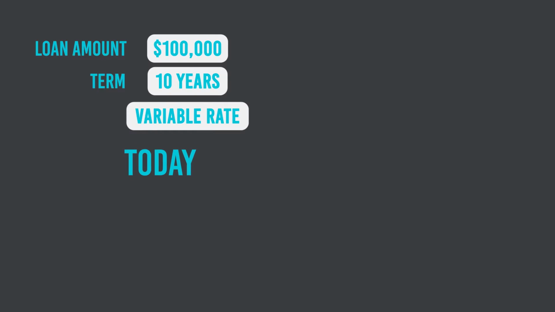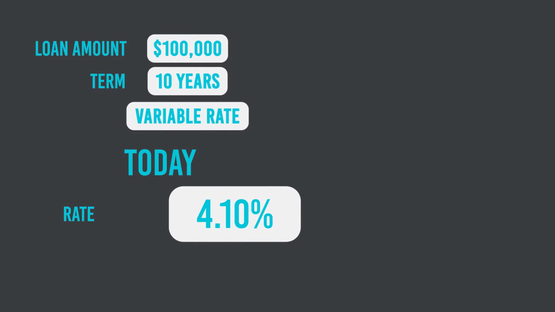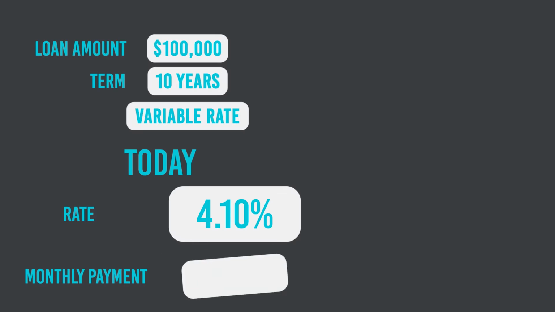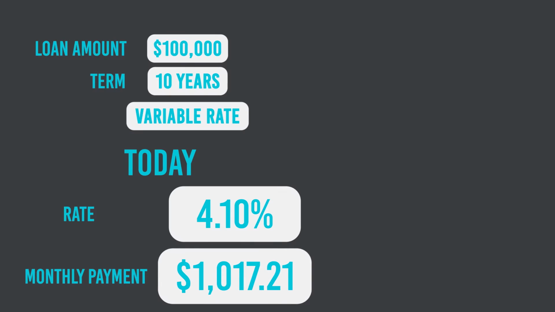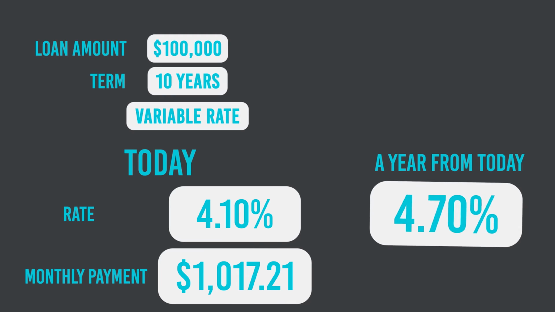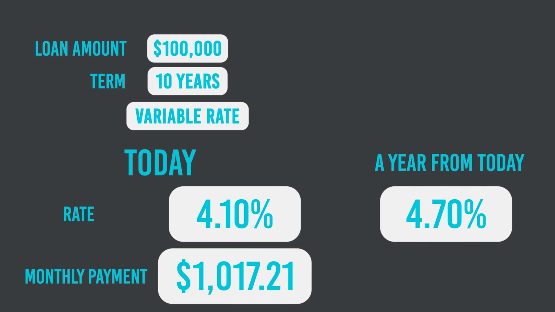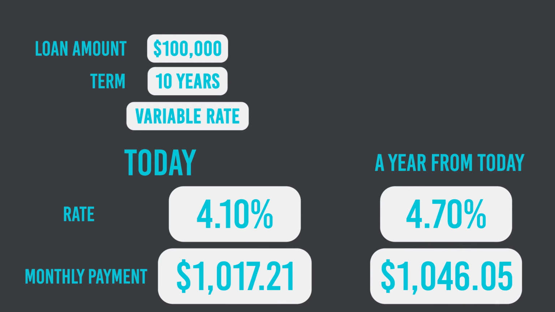If it starts at 4.1%, that means that today your interest rate is 4.1%, which means your monthly payment for this month is around $1,017.21. But a year from now, that variable rate might have increased. Let's say it increased to 4.7%, which means your monthly payment a year from now is around $1,046.